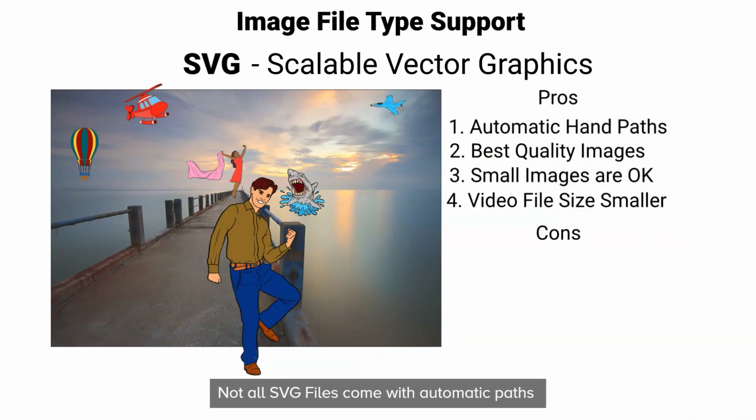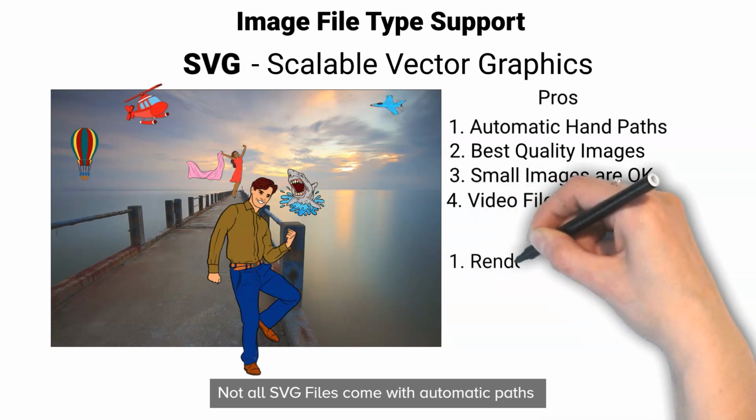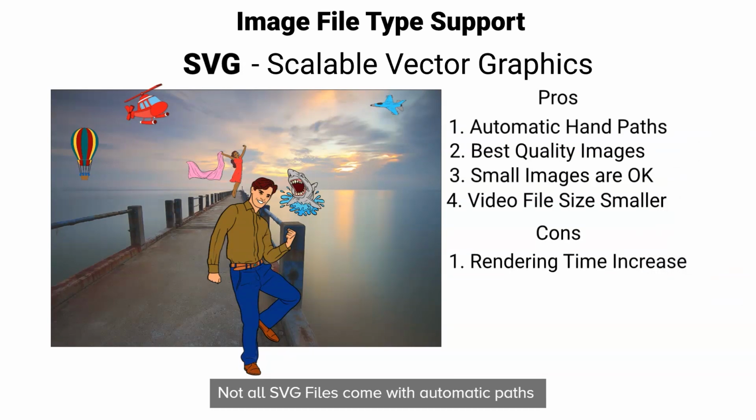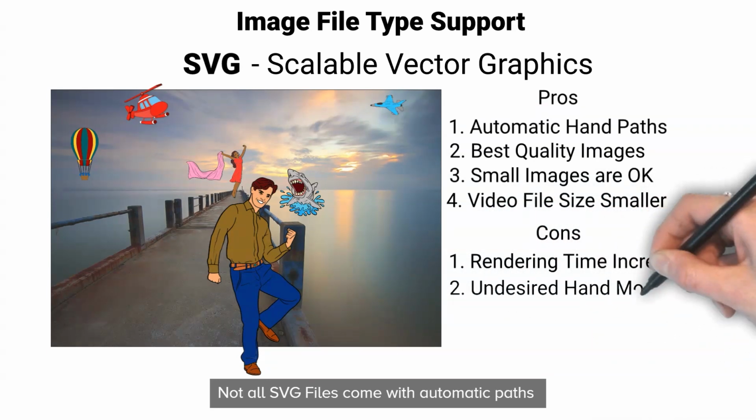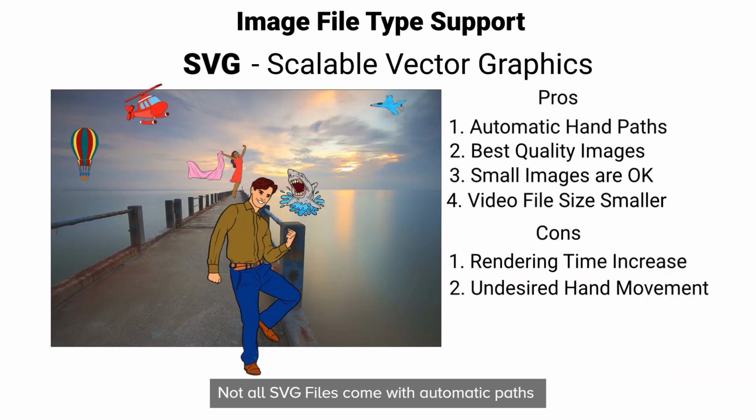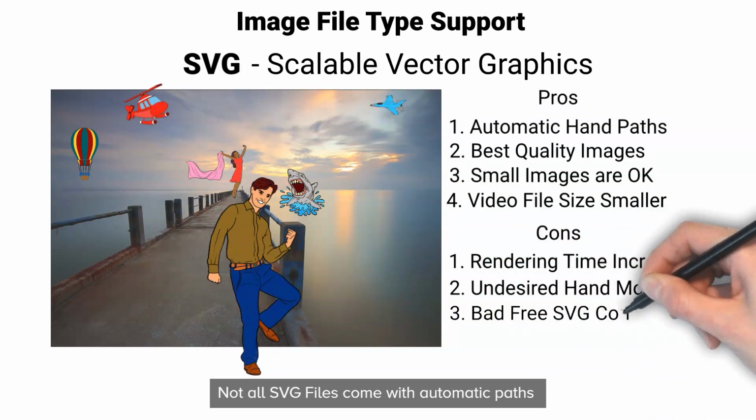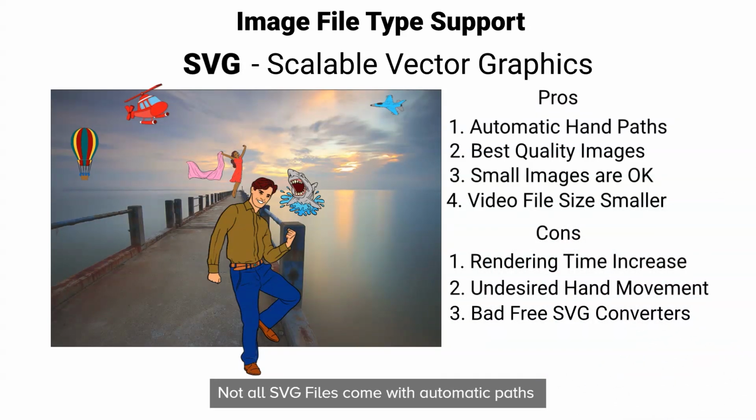Now, some of the cons to an SVG image are, according to reports from users, the rendering time within Doodly may be severely increased if there are too many pathways automatically created by the SVG image. Automatic pathways may not always produce the desired effect that you want with the Doodly hand on the image. And most free online SVG converters are not good. If you know of any good free online SVG converters, please let everyone know in the comments below.